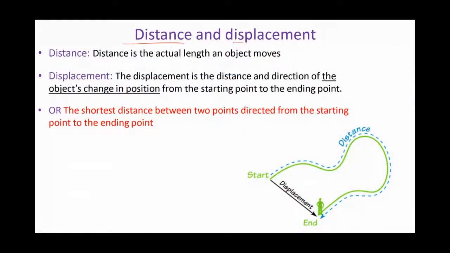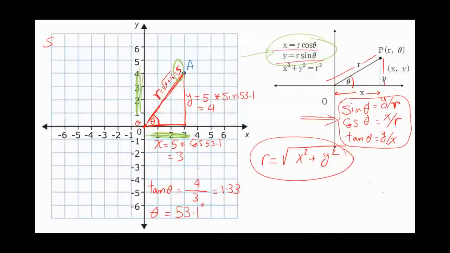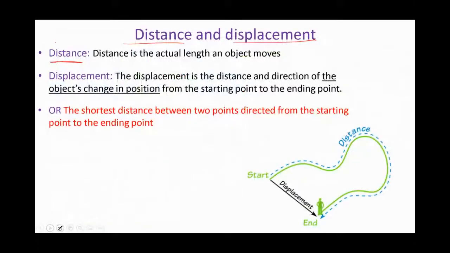The distance and displacement. What is the difference between distance and displacement, and what does it mean, each of them? The distance is a scalar quantity. What does it mean, scalar quantity? It's always a positive number and it needs no direction. It does not need a direction. Okay? So that's a scalar quantity.